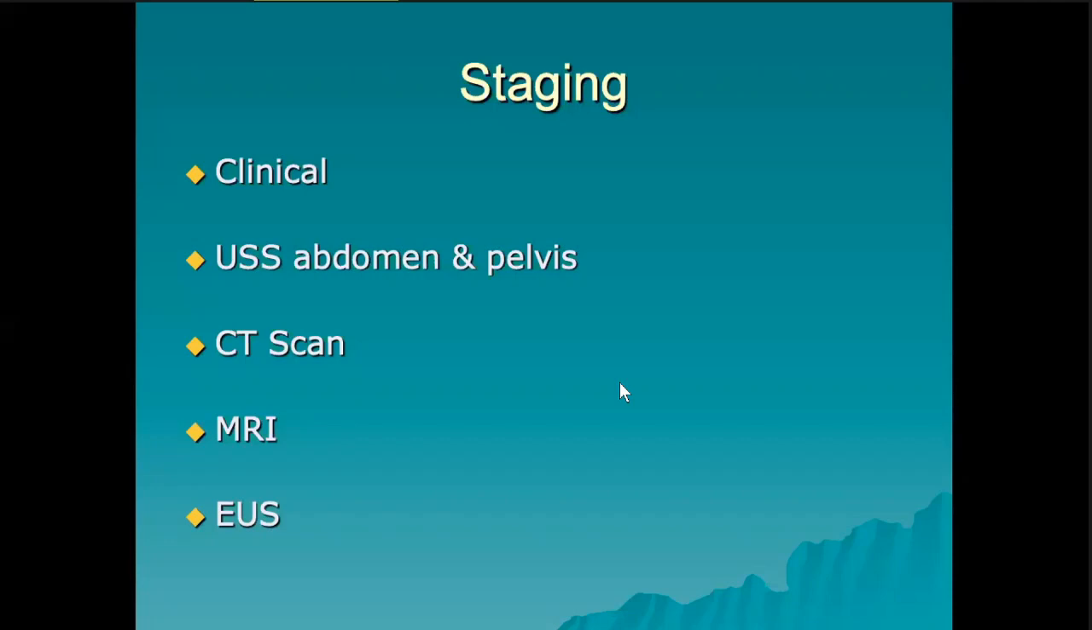The other test that is available for staging is endoscopic ultrasound. With endoscopic ultrasound, you can see the depth of penetration of the tumor, to see how much it has involved the layers of the bowel. You can also see the paracolic lymph nodes very well, and you can suspect whether these lymph nodes are infiltrated with tumor or not.